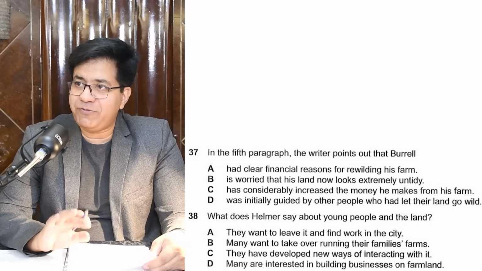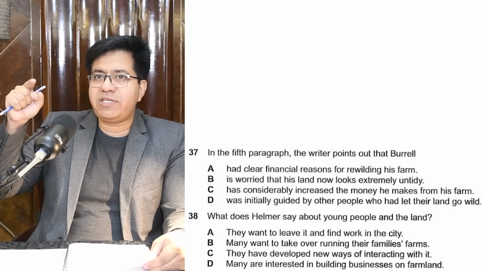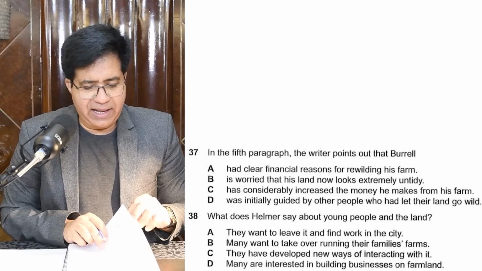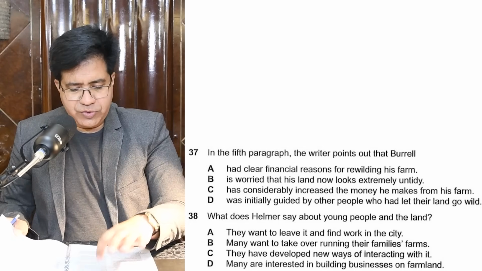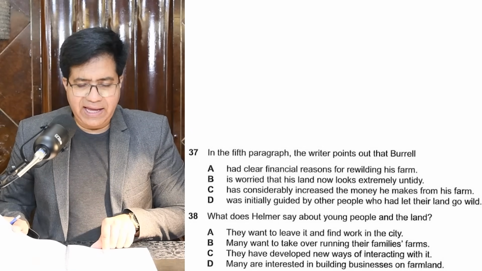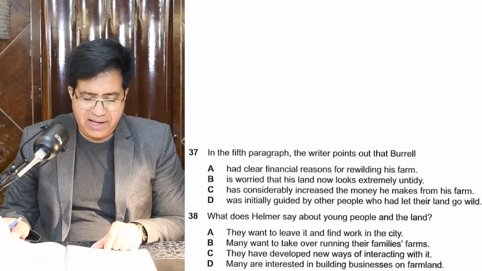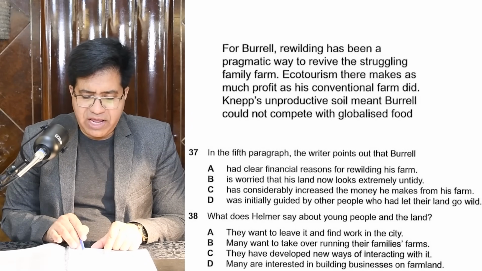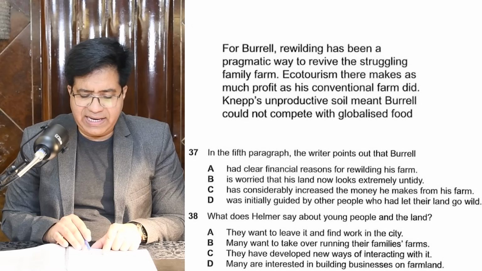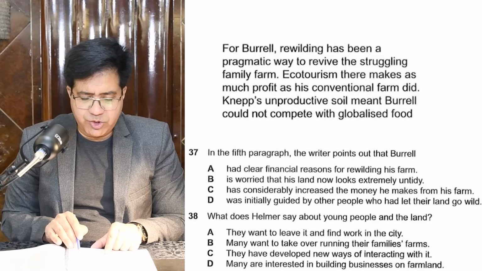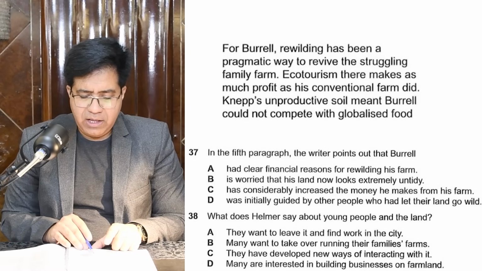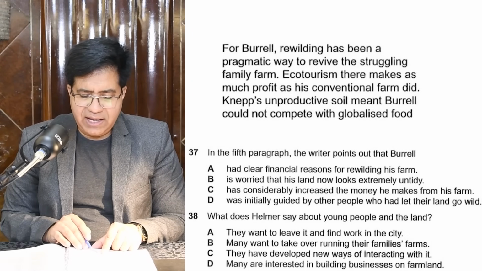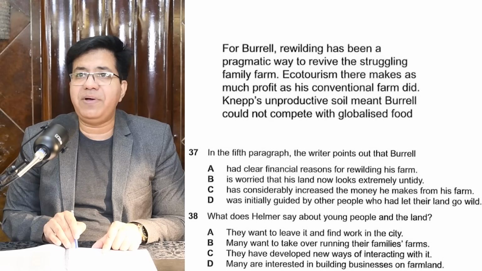Now we will go to 5th paragraph. Writer points out something about Burrell. So let's go to 5th paragraph and Burrell. 1, 2, 3, 4, 5. Yeah, it's the title page, last paragraph. So for Burrell, rewilding has been a pragmatic way to revive the struggling family farm. Ecotourism there makes as much profit as his conventional farm did.